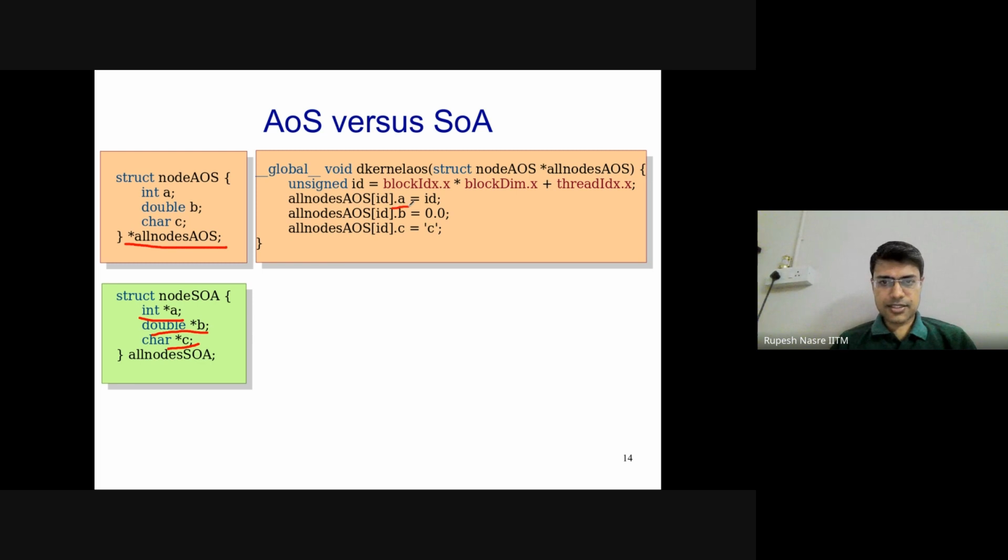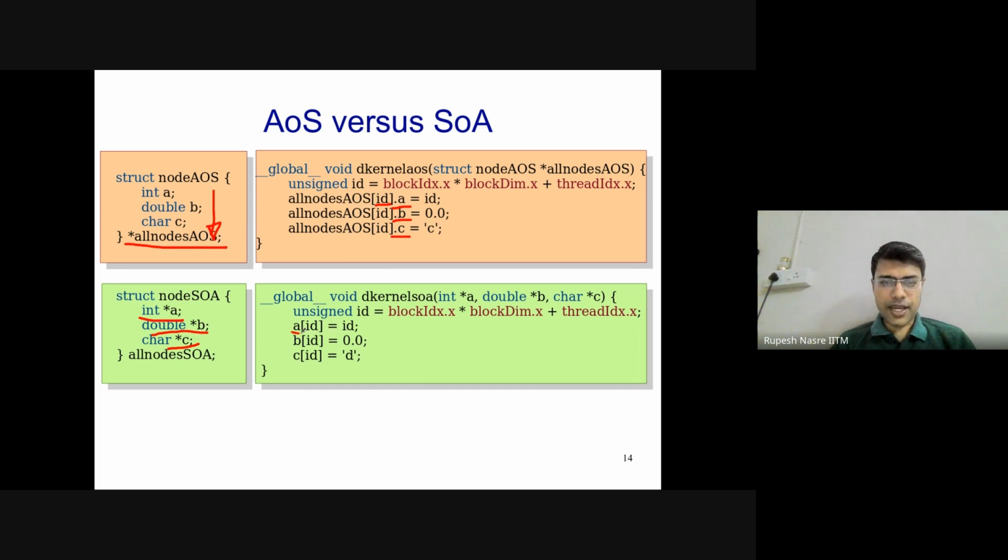If I access .a, .b, .c like this with ID, then the next thread, ID +1, is going to be spread across, right? Spread across by B and C, and therefore this is going to lead to a strided access, whereas it's going to be A of ID equal to ID, and that is going to lead to a fully coalesced access because ID +1 is going to be just consecutive. So there will be a CUDA malloc for each of these separately, whereas here it is going to be a single CUDA malloc of the structure.